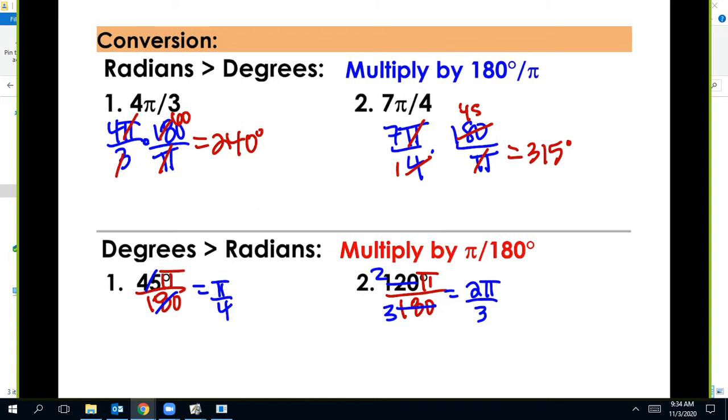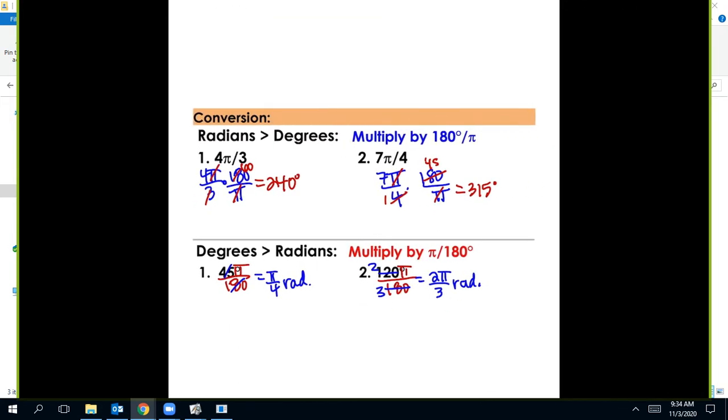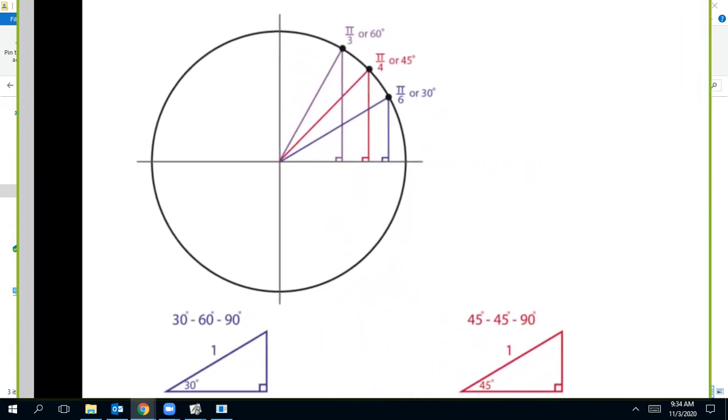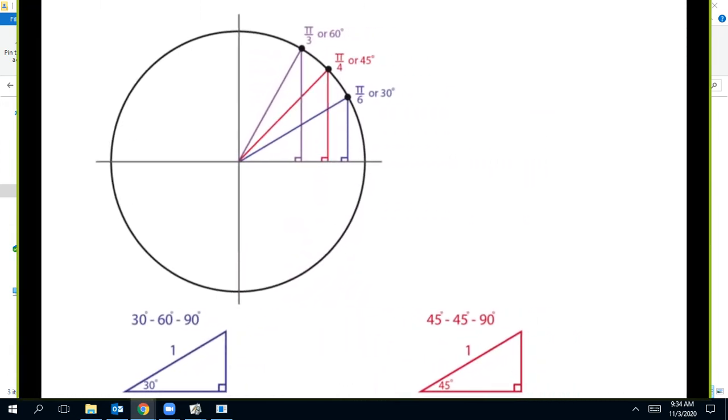So anything with a degree symbol is degrees, and without it, you can assume it's radians: pi over 4 radians, 2 pi over 3 radians. Usually when there's a pi, it's a radian. All right, we need those for our unit circle because we work with both radians and degrees, mostly radians.